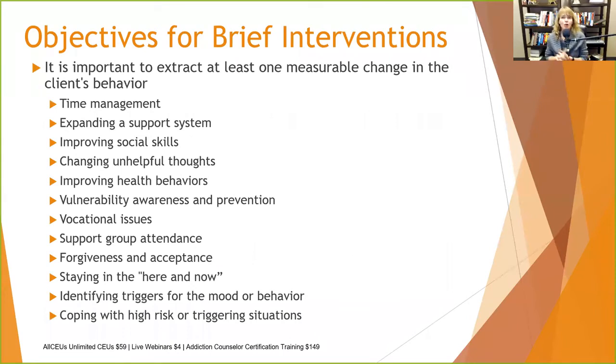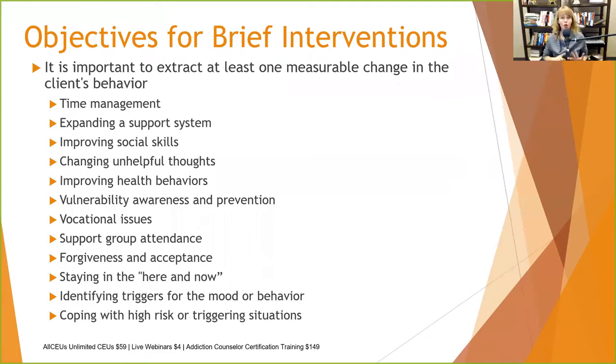Brief interventions, we want to find at least one measurable change. So things we can target. Time management. If somebody says, oh my gosh, I am so stressed, I don't feel like I can get anything done, I fail at everything I do, yada yada. If we can look from an objective standpoint and say, maybe time management might be an issue, or maybe that might help, then we might throw that out there as a suggestion. Do you think it would be helpful to manage your time better so you don't feel like you're being pulled 6 ways till Sunday?